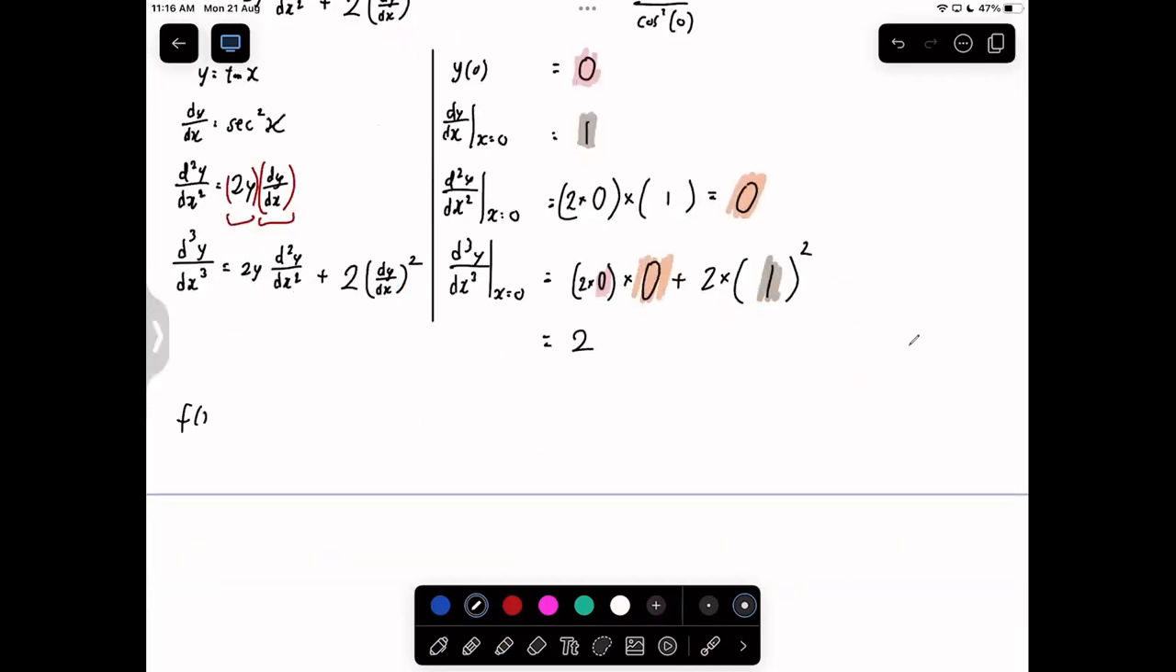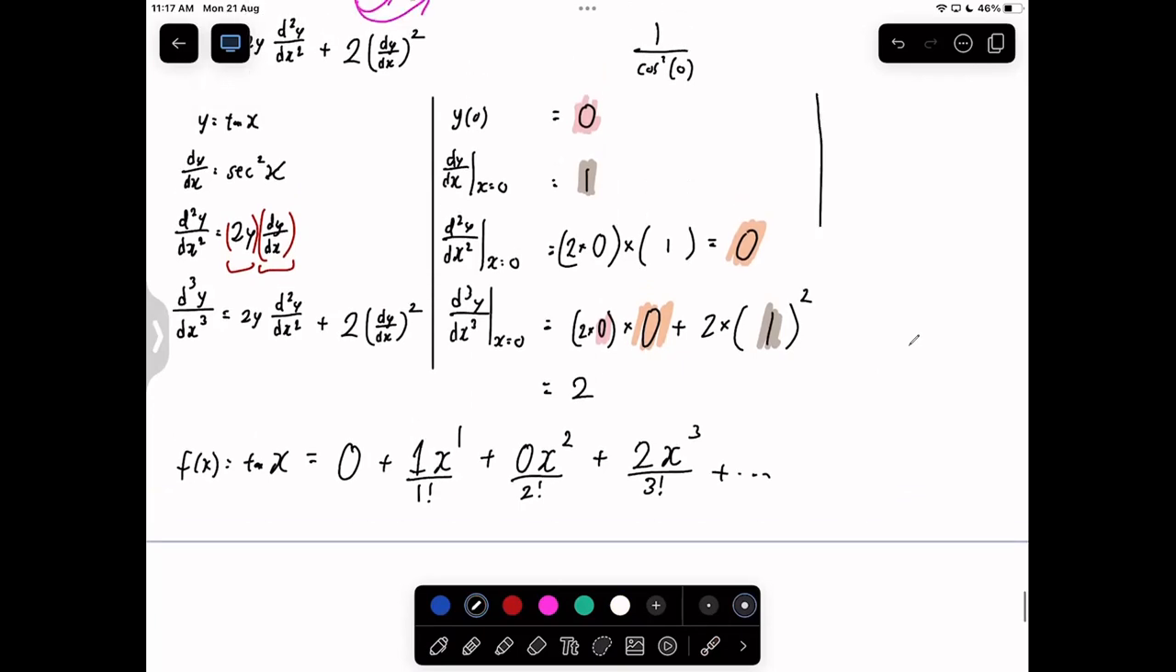So f(x), which is the tangent x, will now be expanded as 0 plus 1 times x power 1 plus 0 times x power 2 plus 2 times x power 3. Can you see that? Sorry, not enough. Must divide by 1 factorial. I forgot. Divide by 2 factorial. Divide by 3 factorial. Is that okay?